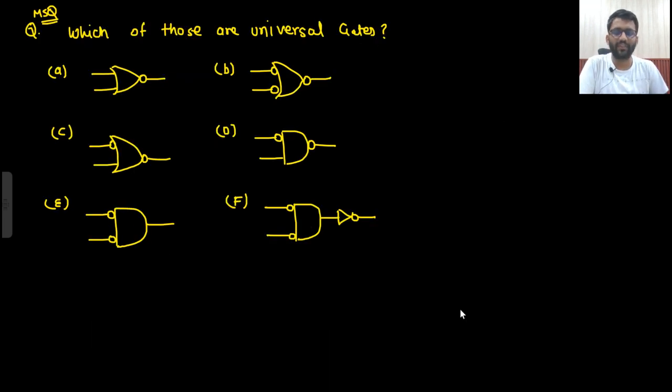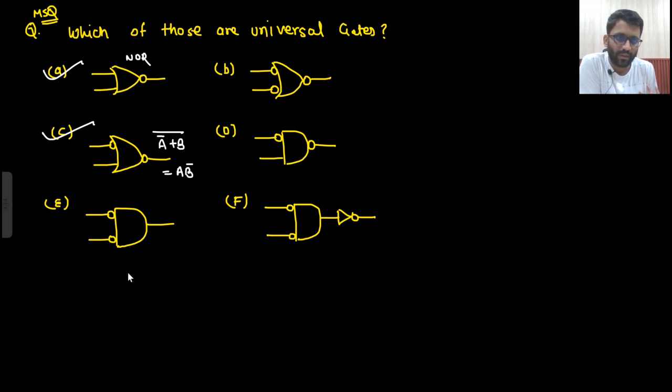Now let's see any question. Which of these are universal gate? So this is NOR gate. First one is NOR. Certainly universal. What about this one? This is also universal only. What is the final function? A bar plus B bar. So that would be AB bar. AB bar universal. What about this one? What is this? A bar dot B bar. That is equals to A plus B whole bar. This is NOR only.